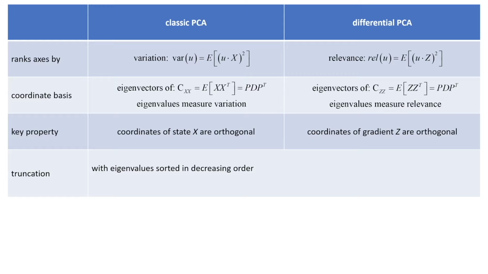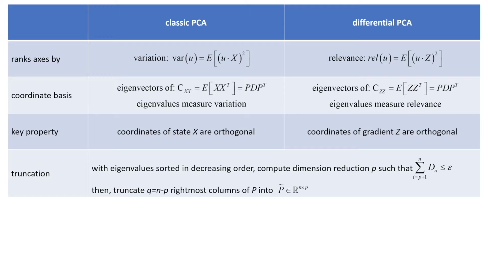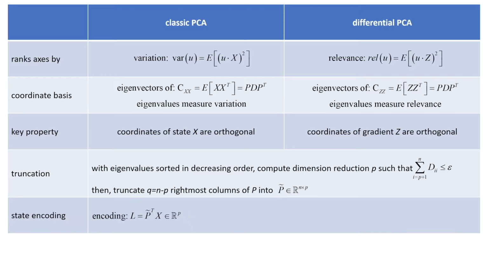Dimension reduction is obtained by sorting eigenvalues in decreasing order and truncating the eigenvectors corresponding to the q smaller eigenvalues with cumulative value bounded by a given threshold epsilon. The truncated matrix P tilde combines the change of basis with the truncation. The p-dimensional state encodings are given by L equal to P tilde transpose times X. Reconstruction of the original state is given by X tilde equal to P tilde L.